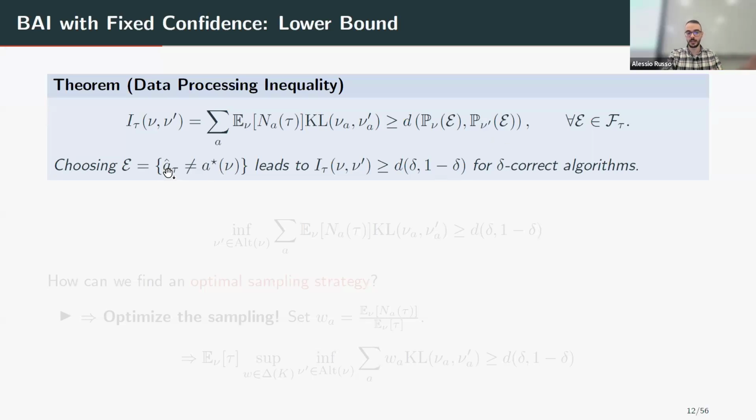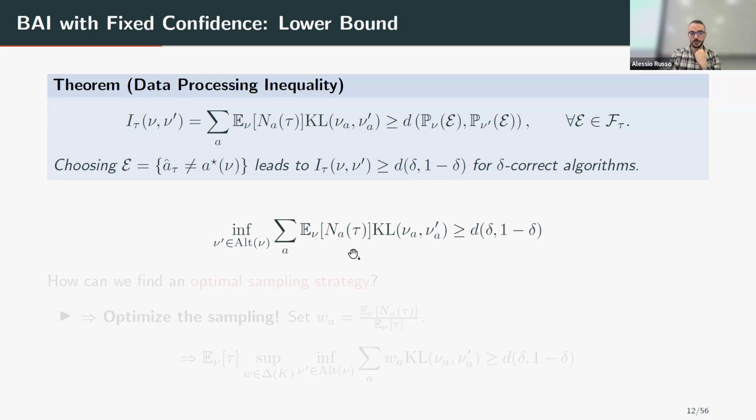And by choosing the delta-probably-correct event, so the event that you have misidentified the correct arm, you can show that this quantity will be lower bounded by d(delta, 1 minus delta). And so the expected log likelihood ratio is lower bounded by this d(delta, 1 minus delta). And as delta becomes small, this is roughly log 1 over delta. So we have this expression.